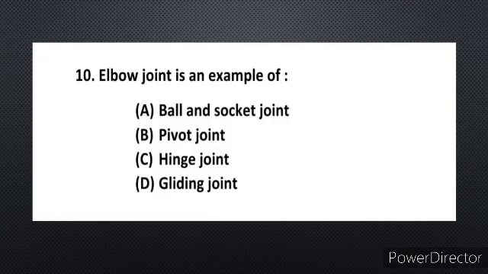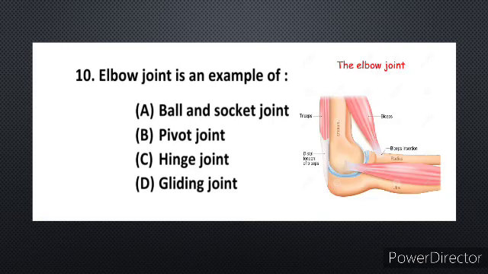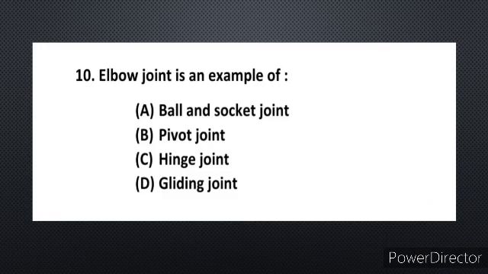Your last question is, elbow joint is an example of. The answer is hinge joint. The third option is the right answer, hinge joint. Your hinge joint is present in the elbow and also in your knee region. Your knee is a modified hinge joint. So the answer is hinge joint.